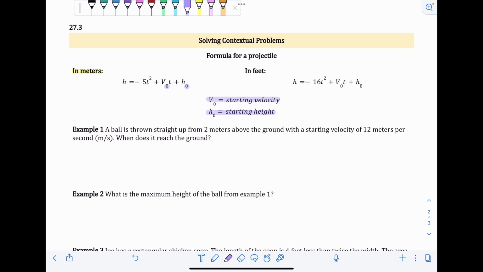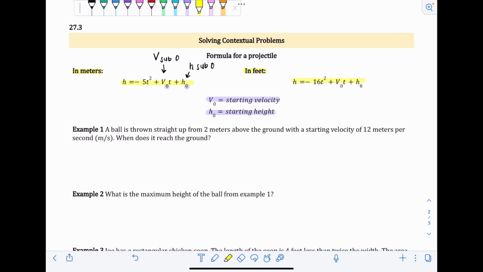From here on out, when I read those in the equation, like the v with the subscript of 0, I will be shortening it and I'll say v sub 0. And this would be read as h sub 0, instead of reading out the whole thing. So I'm going to read through this formula one more time. It's h equals negative 5t squared plus v sub 0 t plus h sub 0. And then the other formula is for when it's in feet. It's h equals negative 16t squared plus v sub 0 t plus h sub 0.